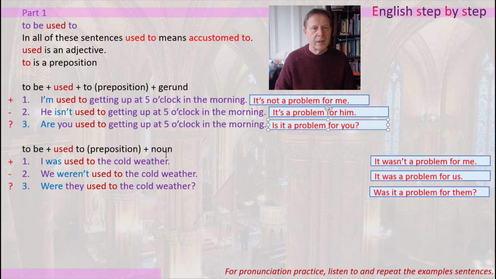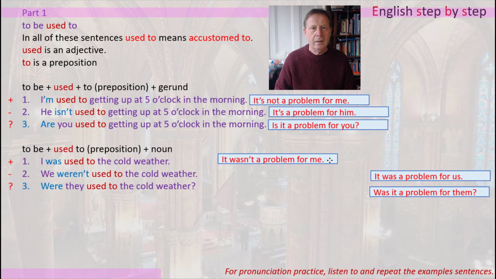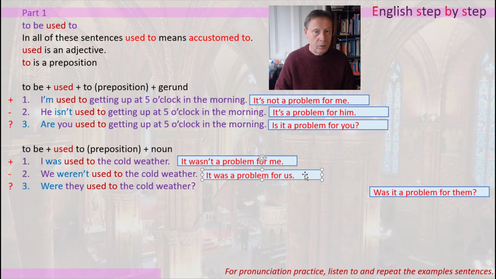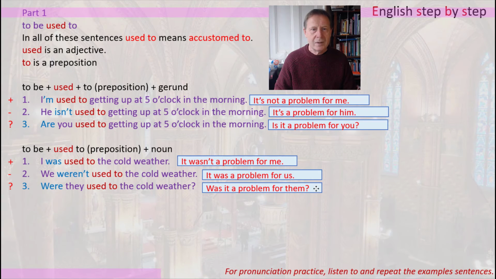And then we come to these examples below. Number 1, I was used to the cold weather. That means, well, it wasn't a problem for me. The cold weather wasn't a problem. Number 2, we weren't used to the cold weather. Well, that means the cold weather was a problem for us because we weren't used to it. Number 3, were they used to the cold weather? The question is, was the cold weather a problem for them? Was it a problem for them?